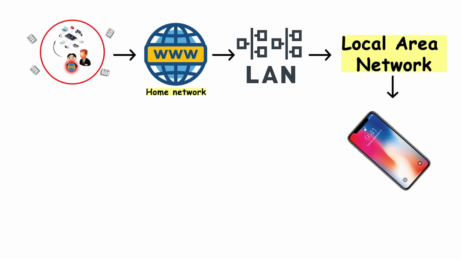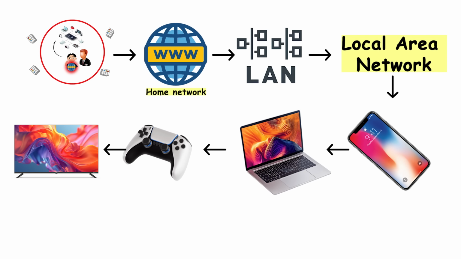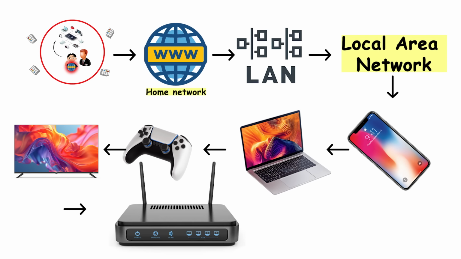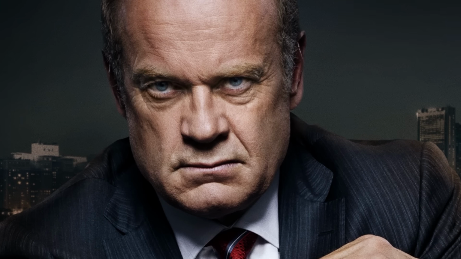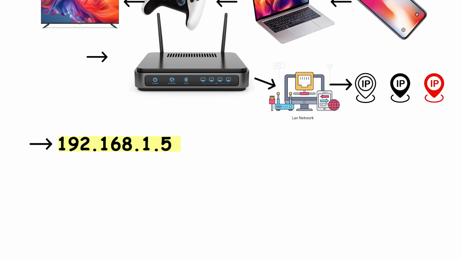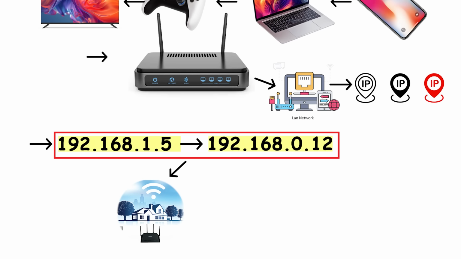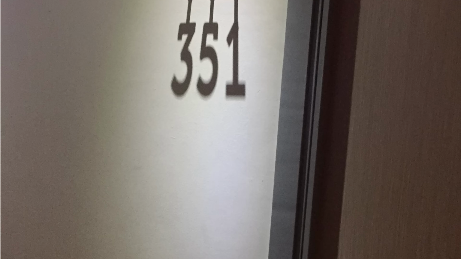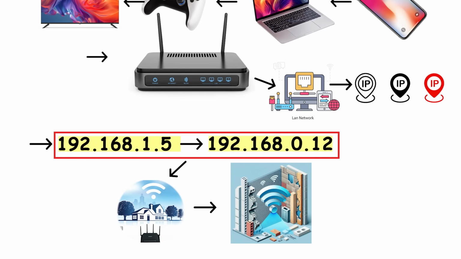It includes your phone, laptop, gaming console, smart TV, and any other device connected to your Wi-Fi router. The router is the boss of this little kingdom. It assigns each device a local IP address, usually something like 192.168.1.5 or 192.168.0.12. These addresses only work inside your house. They're like room numbers in a hotel, useful inside the building but meaningless outside.